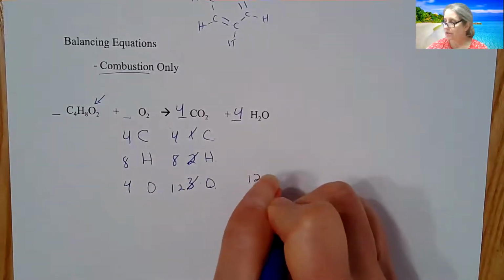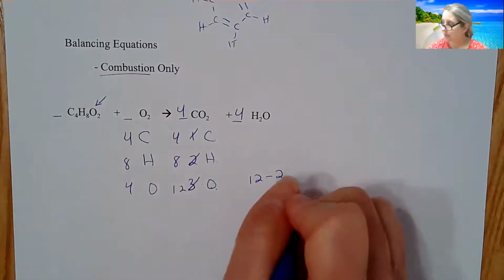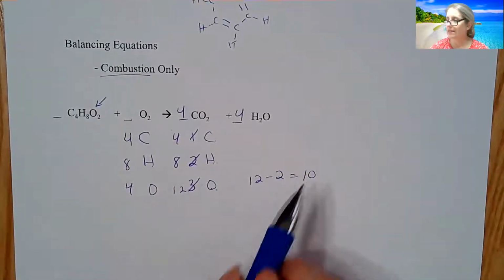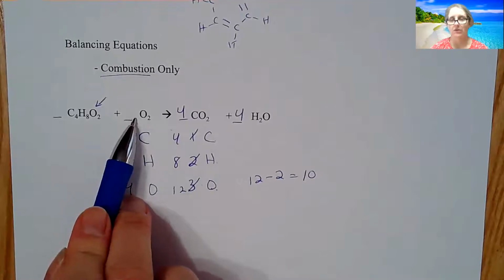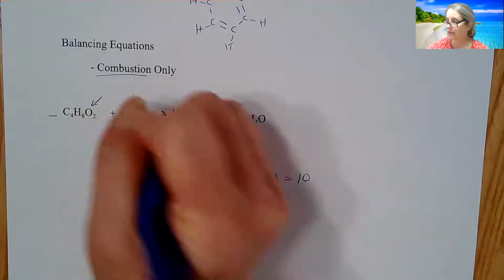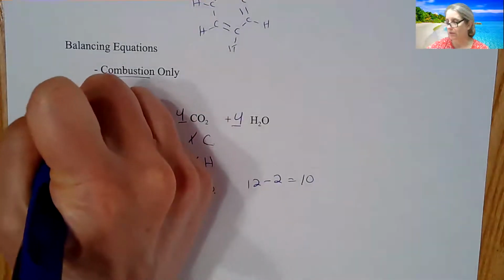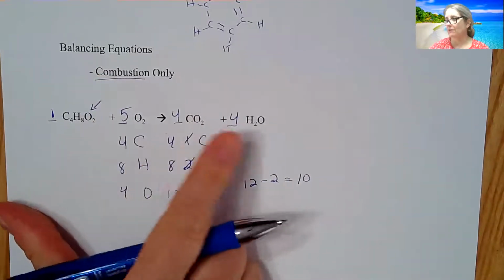So what I like to do is take the total number and then subtract how many oxygens are in the carbon molecule. So I know that I need 10 oxygens to come from here. So what number multiplied by 2 is going to give me 10? That's going to give me the number 5. So that's the balanced chemical equation. So I literally call this a 1, that's a 5, a 4, and a 4.